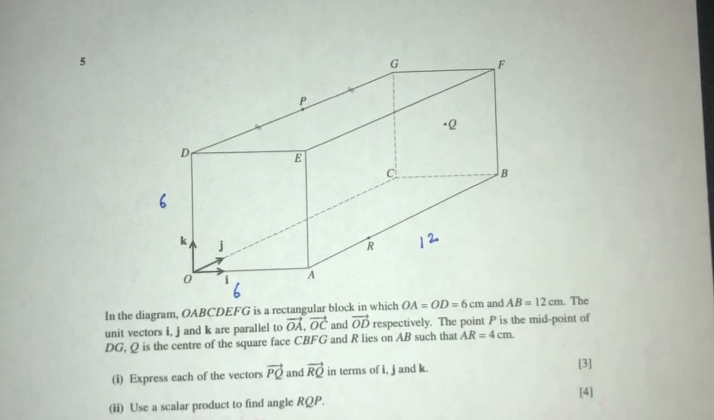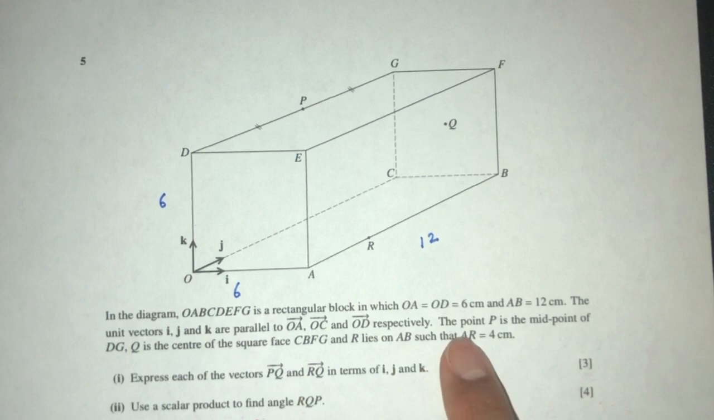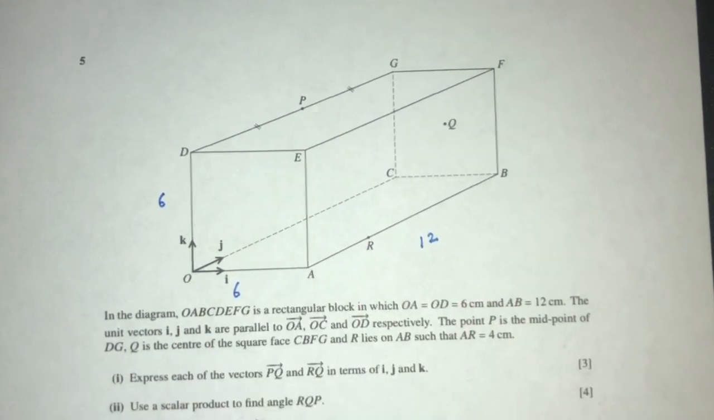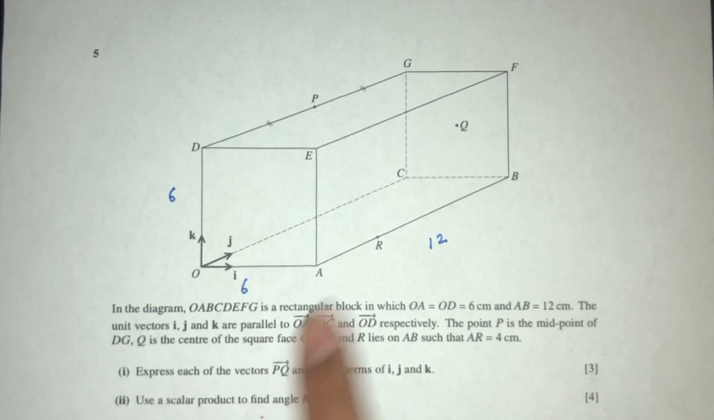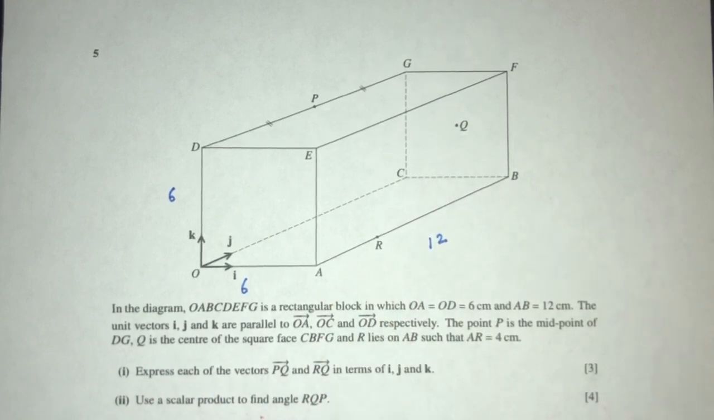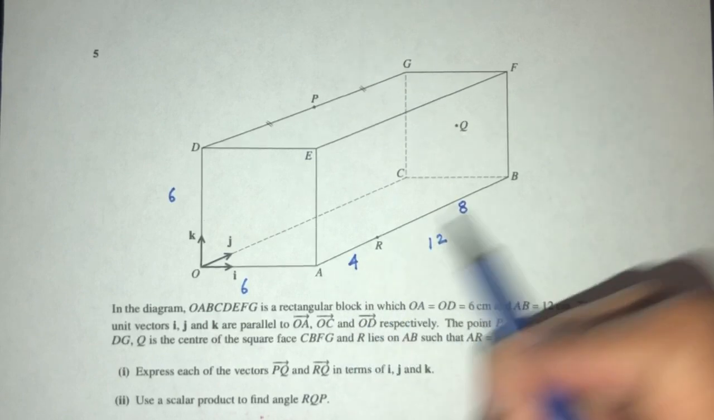Good. The unit vectors I, J, and K are in the same direction as OA, OC, OD respectively, as we can see here. The point P is the midpoint of DG. So P is right here. It's the midpoint of DG. Good to know. Then what else? Q is the center of the square face right here. And R lies on AB such that AR is 4. If this is 4, this will be 8, because 12 minus 4 is 8.